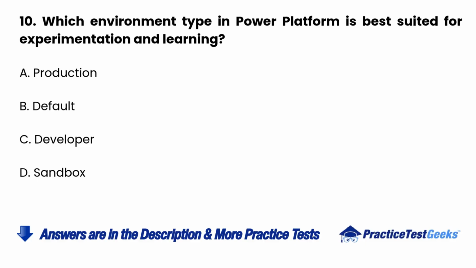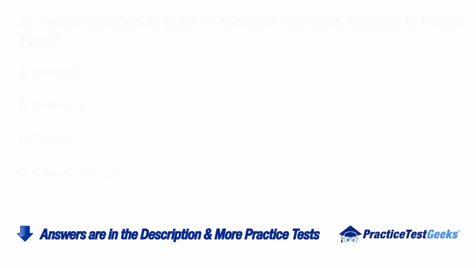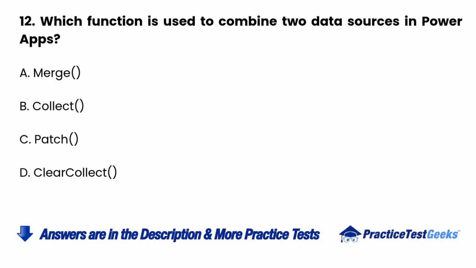10. Which environment type in Power Platform is best suited for experimentation and learning? A. Production. B. Default. C. Developer. D. Sandbox. 11. What feature in Power Platform allows app makers to track user interaction data? A. AI Builder. B. App Insights. C. Dataverse Auditing. D. Power BI Reports. 12. Which function is used to combine two data sources in Power Apps? A. Merge. B. Collect. C. Patch. D. Clear collect.